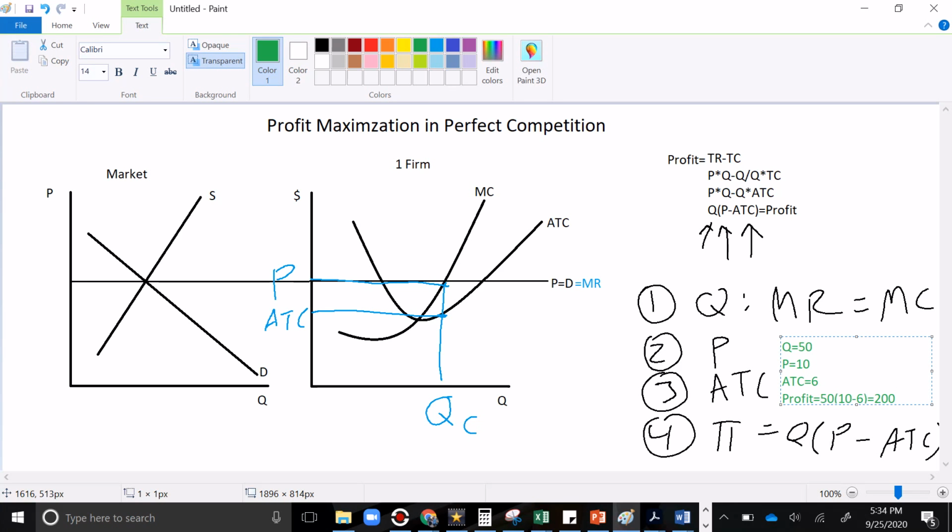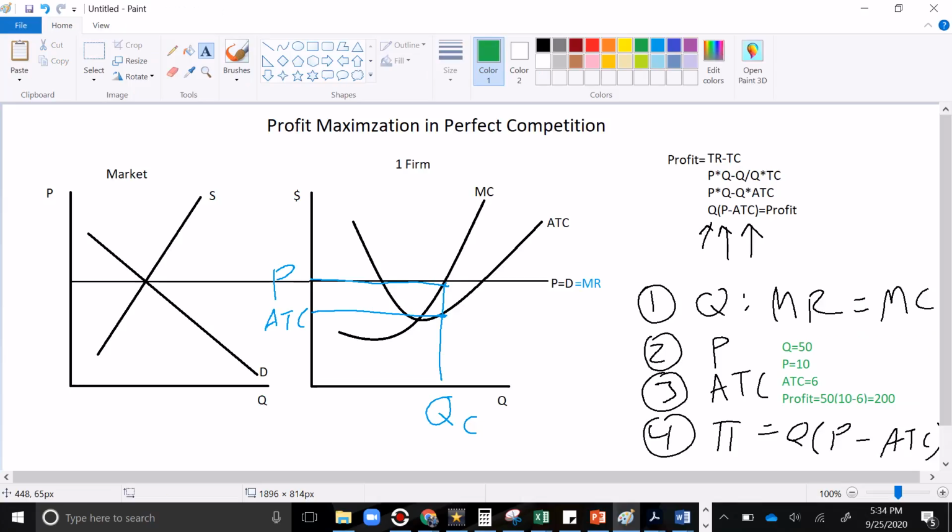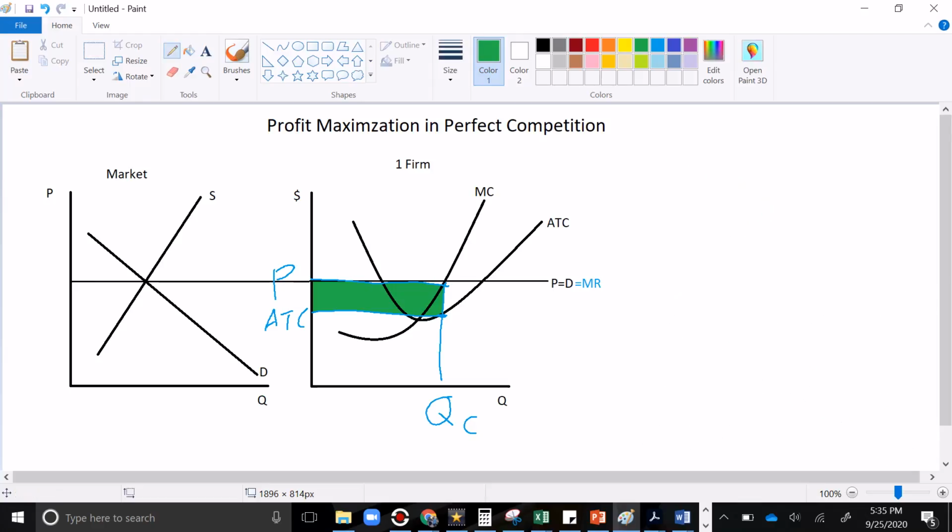But even if we don't have specific numbers, I can actually look at this graph and tell you something about profit. You see, this equation makes a rectangle. There's a base, Q, and a height, P minus ATC. And all of this area in between is profit. We can shade it. It's quantity wide and P minus ATC high. That's profit. Now, a few things to be aware of.